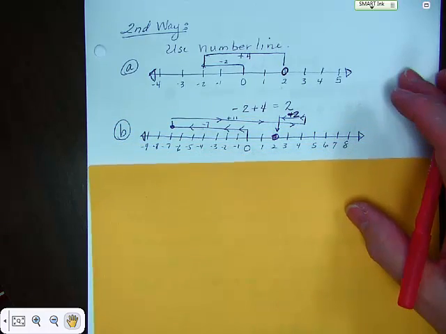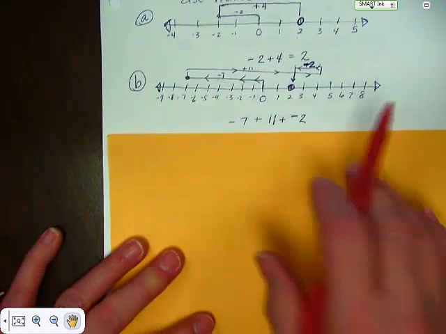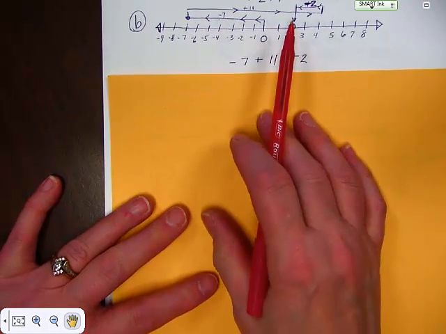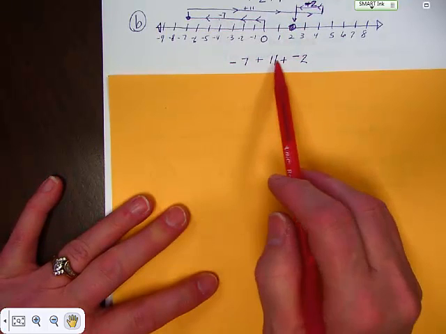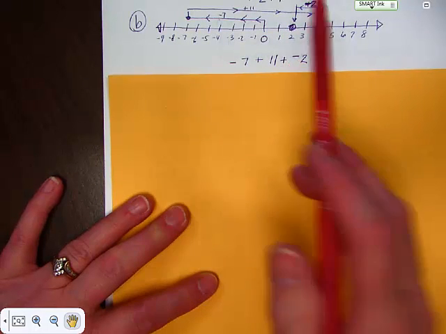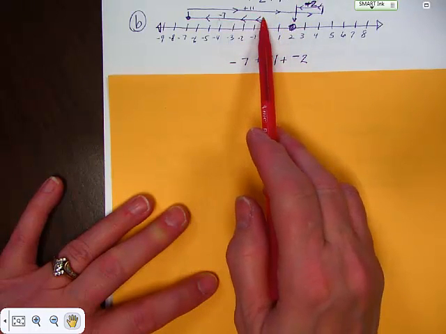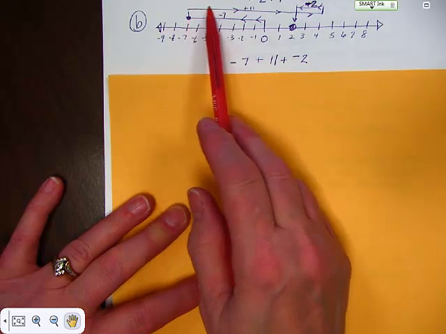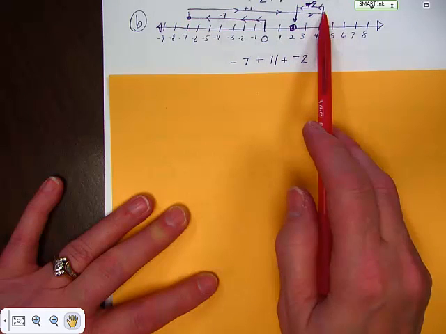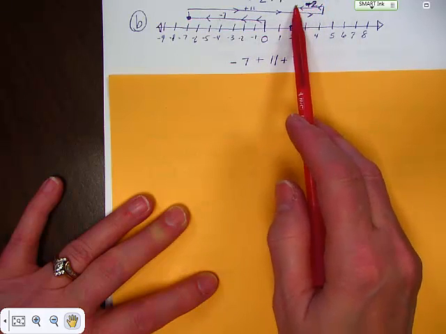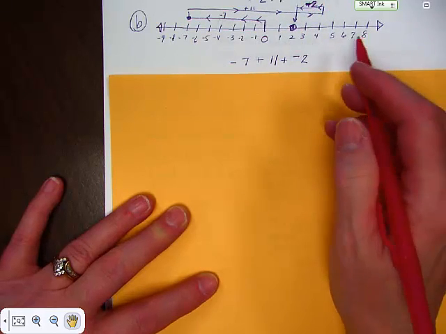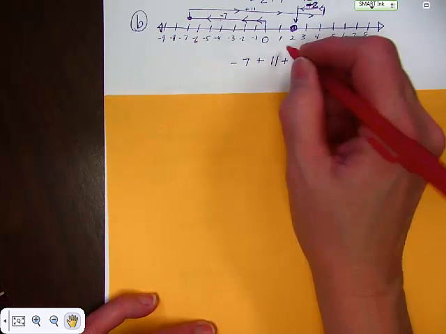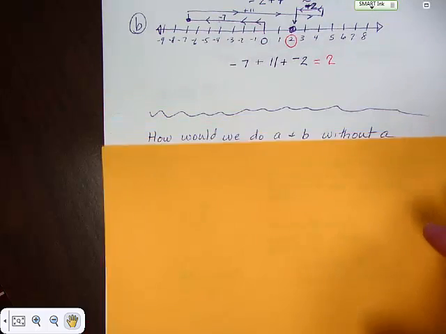Here's another example. You got three numbers to deal with here. You have negative 7 plus 11 plus negative 2. So we start at 0. We go 7 to the left, and then 11 to the right, and then back 2 again. We get an answer of, that's right, 2. Right here.